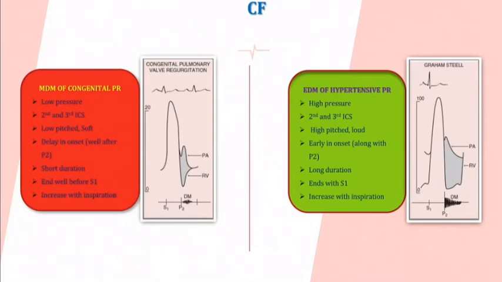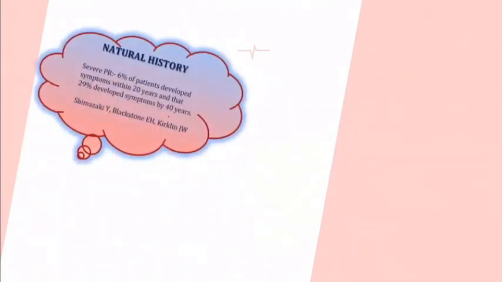In contrast, the early diastolic murmur of hypertensive PR is a high pressure PR, hence a high pitched loud sound. It originates right after P2, and often we might not appreciate any gap between P2 and the murmur initiation, and the murmur is of long duration and ends quite close to the first heart sound. And the natural history of pulmonary regurgitation.